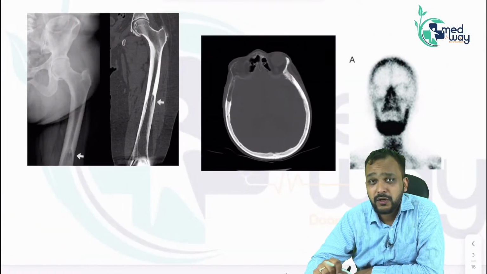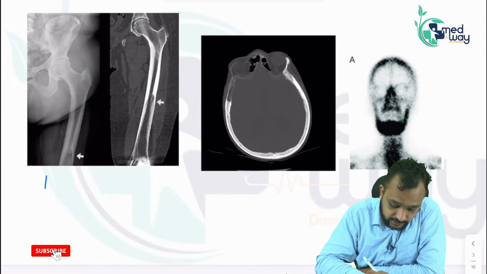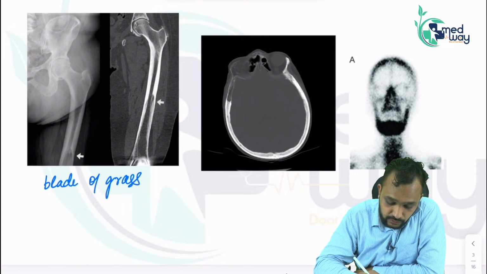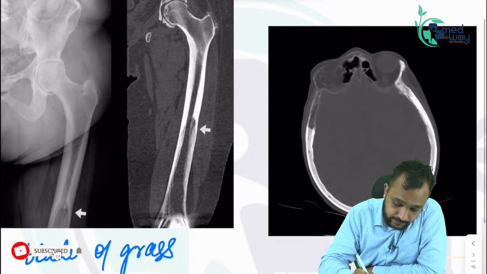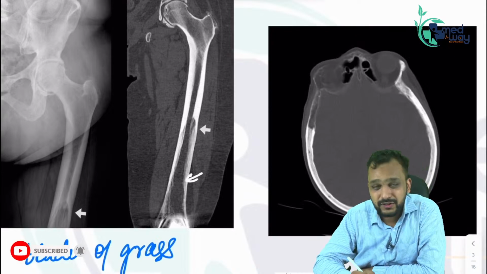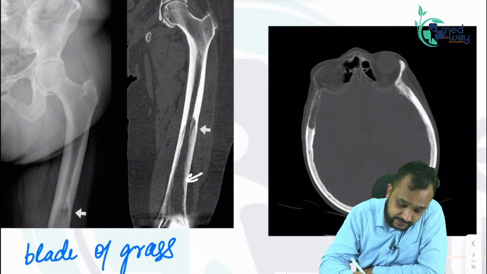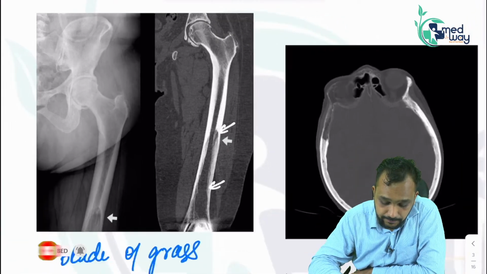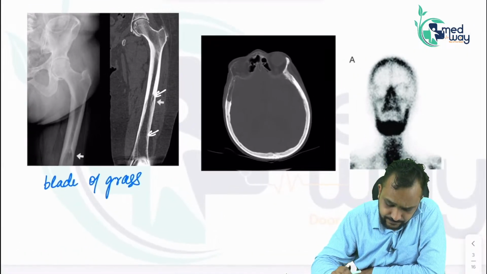Now talking about the osteoclastic reaction, a very important sign is your blade of grass sign. So what happens, there is osteoclastic reaction. You can see in this image there is resorption of the inner table of the skull, and this resorption of the inner table of the skull has an edge, which we can see here. This is the edge, the leading edge. So this leading edge of the osteoclastic reaction gives the blade of grass sign.